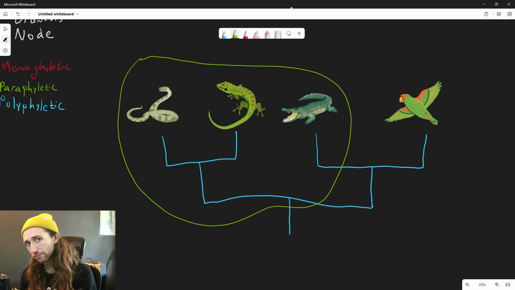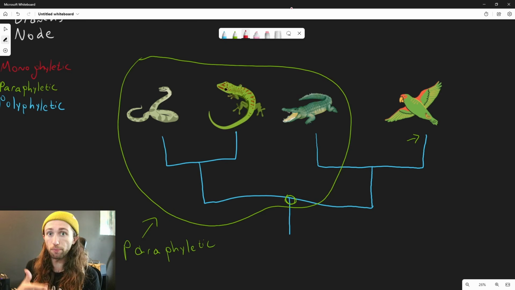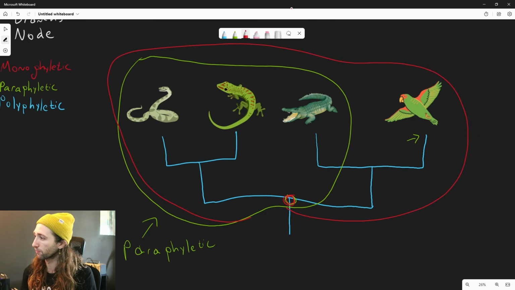This is paraphyletic. Why? Because it contains this common ancestor, but not all of the descendants, because it is excluding the birds. So to make this a monophyletic group, which is a proper grouping of organisms, this is how we should be defining clades and groups of organisms, we need to take that common ancestor and all of the descendants. So that would be the birds as well. And this is monophyletic.